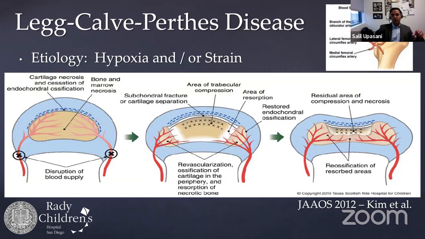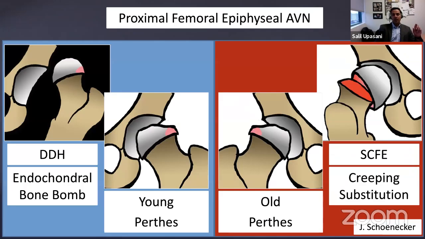This figure by Harry Kim, published in JAAOS 2012, is a wonderful review article. But I think these concepts presented by Jonathan Schenecker add a lot to our understanding. In terms of looking at states of avascular necrosis or hypoxia, we can look at Perthes disease as fitting in between common DDH as well as SCFE, or slipped capital femoral epiphysis.